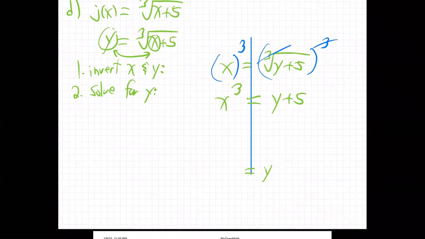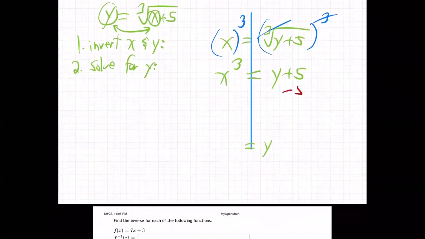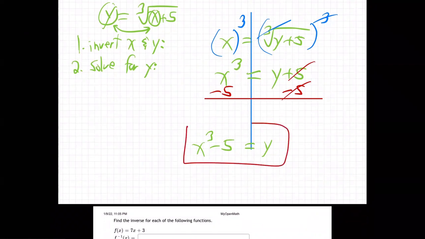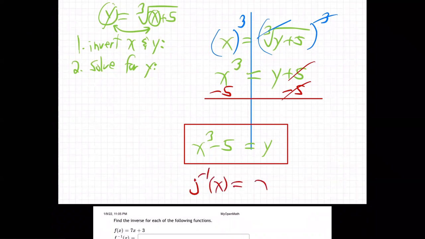And then finish up. Subtract 5 from both sides. Trying to get Y alone, right? And so Y equals X cubed minus 5. And so that's the Y, which is, you could write, if you want, J inverse of X is X cubed minus 5. That is the inverse function.